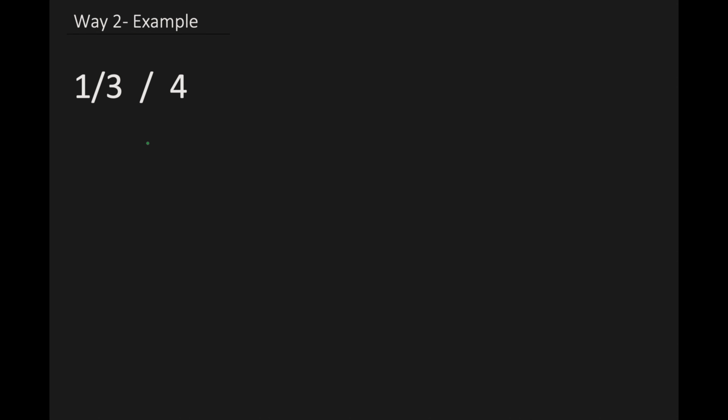So we have 1/3 divided by 4 again. Now what you're going to do is turn this into 1/4 and multiply. So from 1/3 divided by 4, you're going to turn that into 1/3 times 1/4, right? And whatever you get here is your answer. 1 times 1 is 1. 3 times 4 is 12. 1/12. You got the same answer, but much, much quicker.